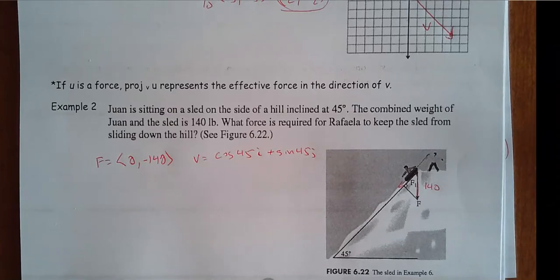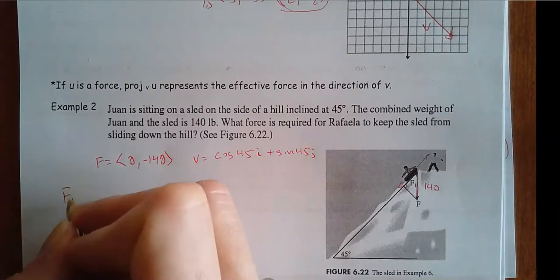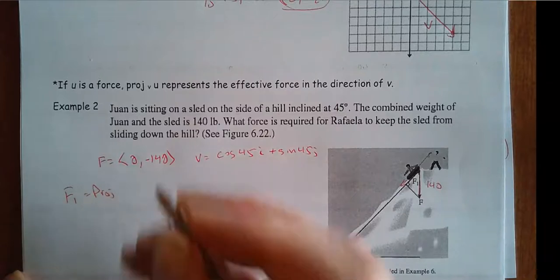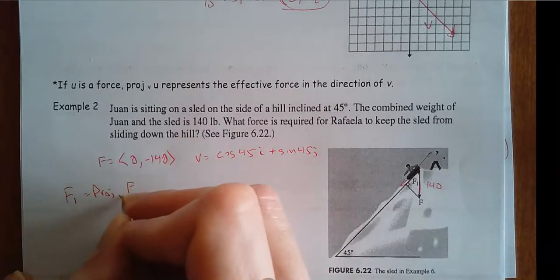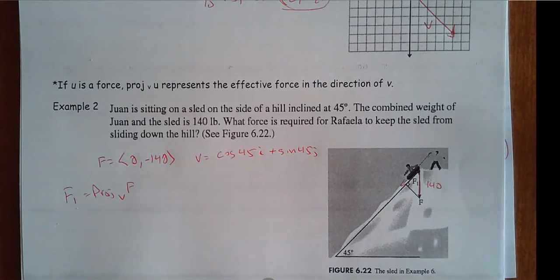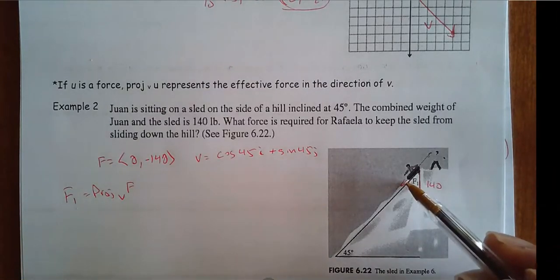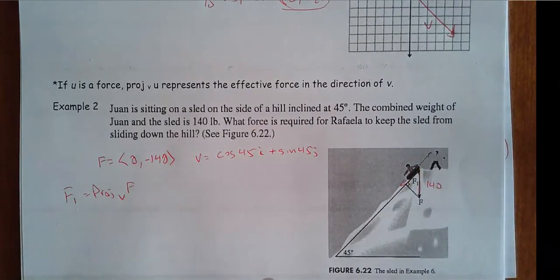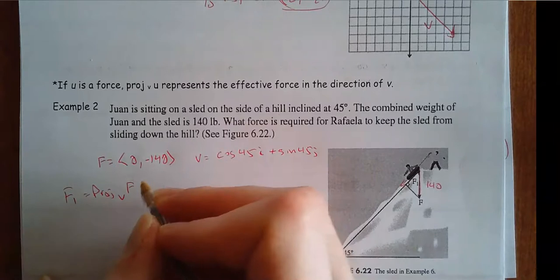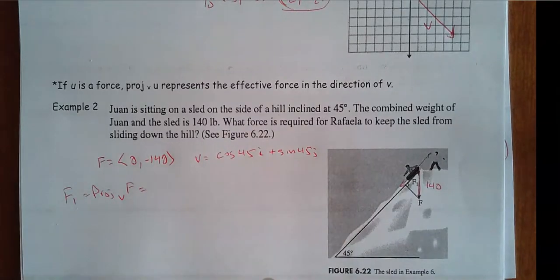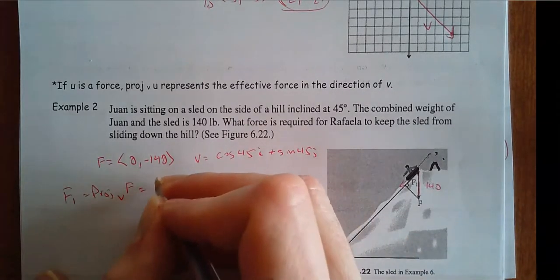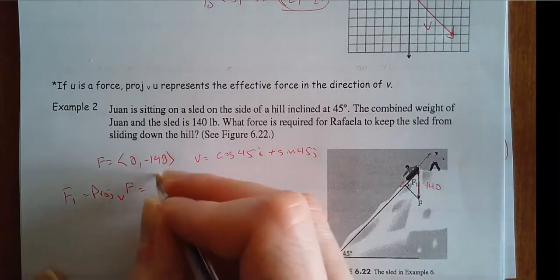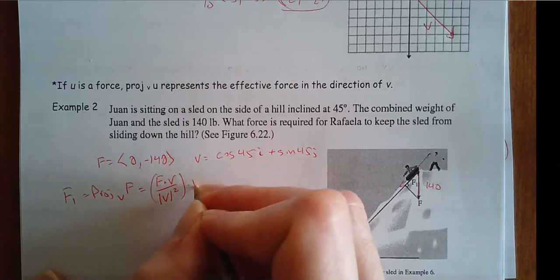And we'll say that F1, which is how much force Raphael is pulling with, would equal the projection of F onto V. Because they're going to be equal: V is pulling down, F1 is going to be equal to that pulling up, so the projection of F onto V is how much Raphael has to pull. Okay, so the way to think of this, we'll say this would be F dot V over the magnitude of V squared. That's going to be a scalar, and I'm going to multiply that by V.